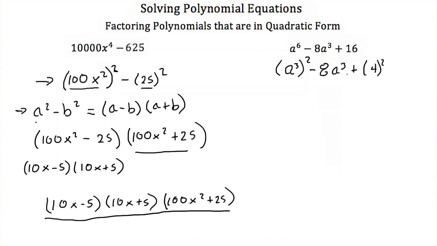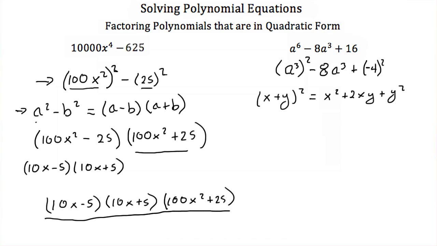Now this isn't immediately recognizable because of this negative sign, but if I said this was a negative 4 squared, because negative 4 squared is still 16, this becomes the identity of a perfect square trinomial. If we had x plus y squared, that identity breaks down into x squared plus 2xy plus y squared.